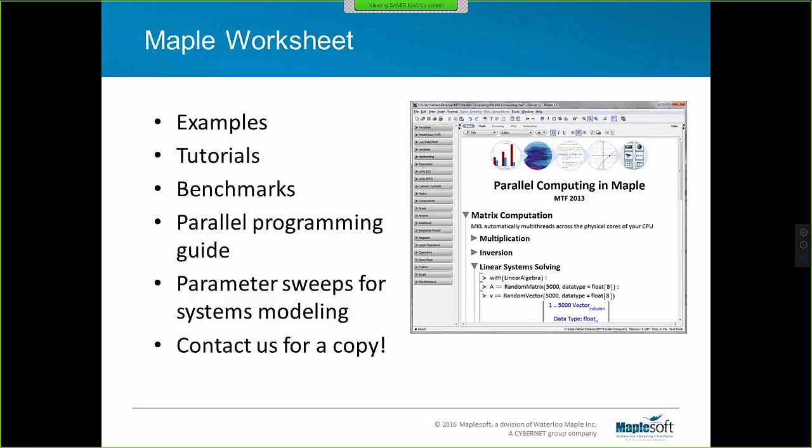I've also prepared a Maple worksheet to demonstrate some of the principles that I'll discuss today. It contains a broad range of automatically multi-threaded functions and examples and benchmarks to test the parallel computation speed of your own computer. I might show you some parts of this worksheet later, just before the end of the webinar, but if you want a copy, contact us for a copy.